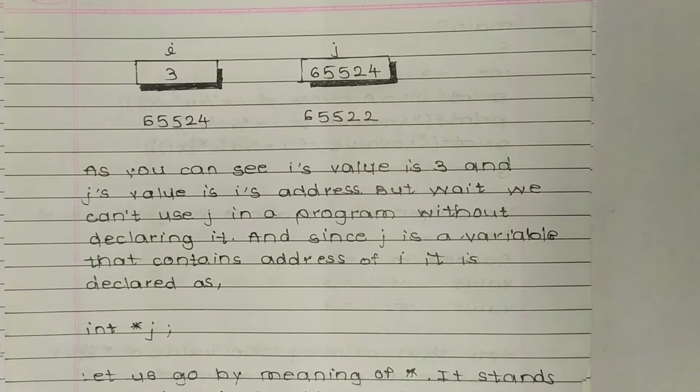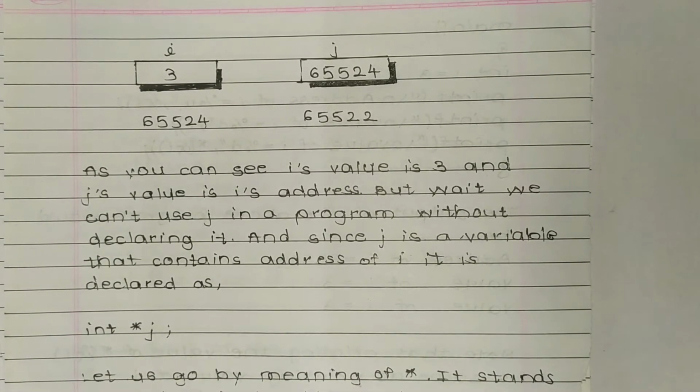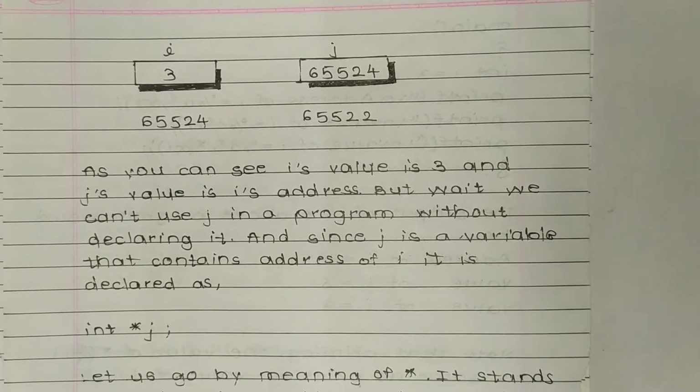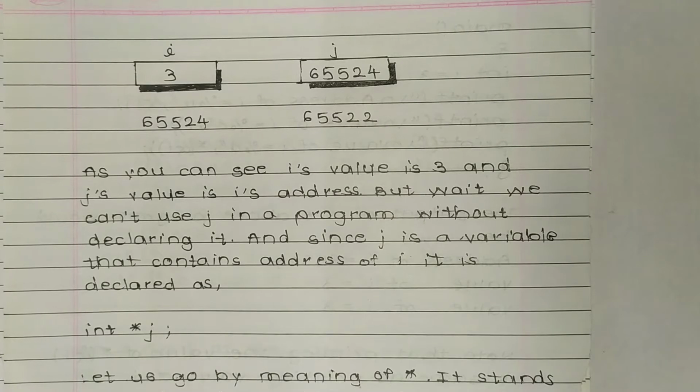So these are two blocks in which we get the value of i. As you can see, i's value is 3. The value stored in i is 3, and j's value is i's address. i's address is 65524. So j's value is i's address.